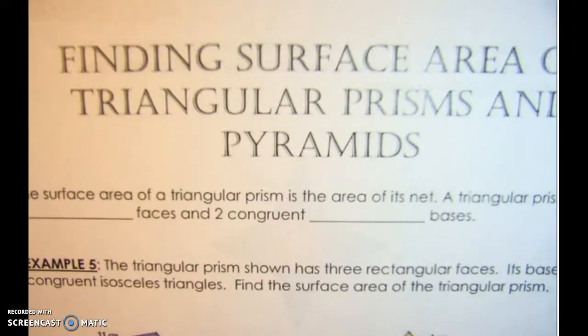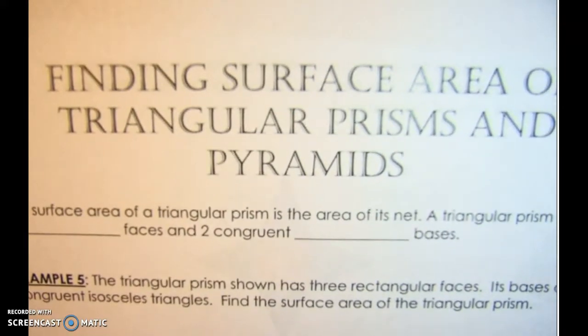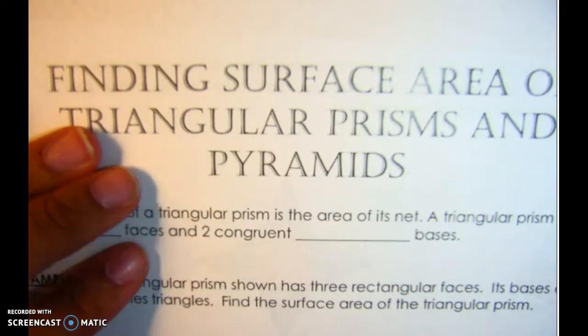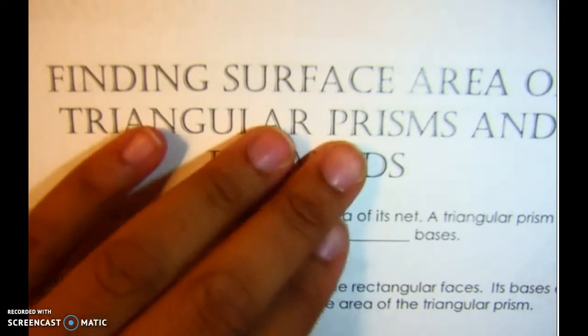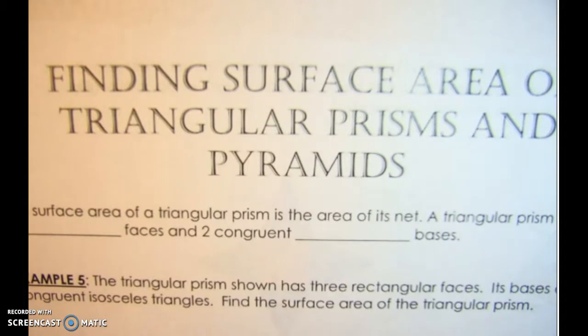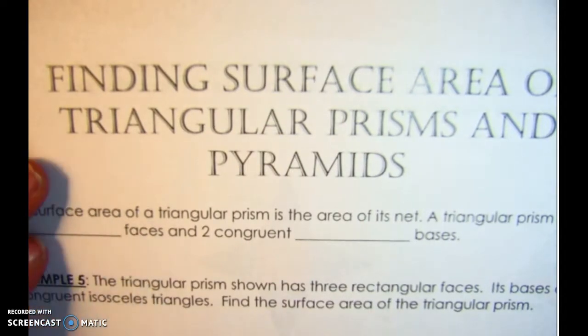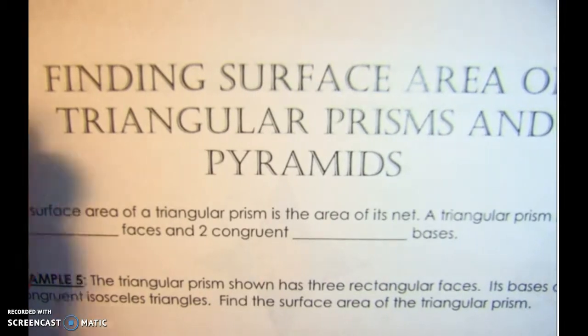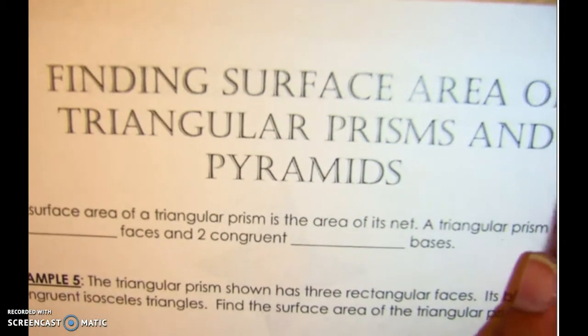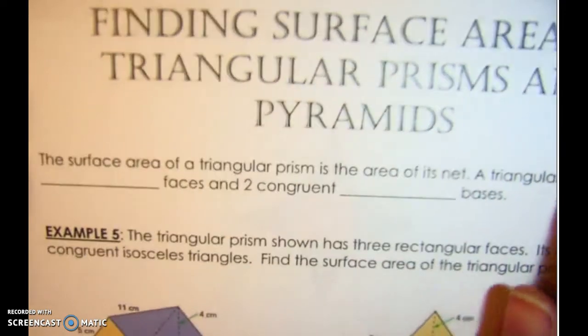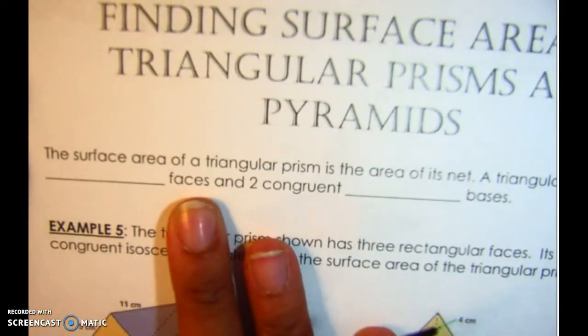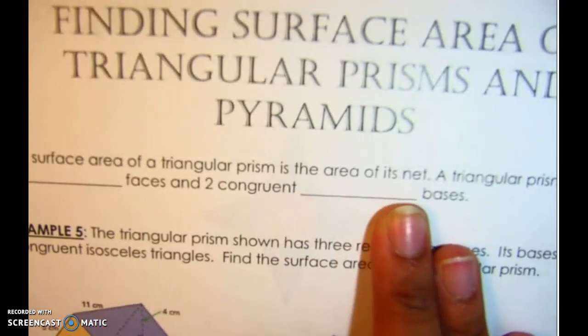So we're going to talk about finding the surface area of triangular prisms and pyramids. And we'll start with triangular prisms. Anything that's a prism is surrounded by rectangles, and then your base names the prism. So if you have hexagons at your base, it's a hexagonal prism. Octagons, octagonal prism. Okay. So the surface area of a triangular prism is the area of its net.